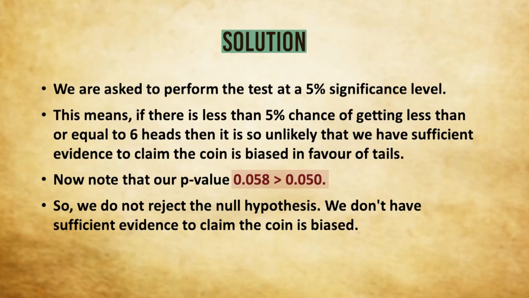We can see definitely that 0.058 is greater than 0.05, which is the level of significance of the test. So we do not reject the null hypothesis, we accept the null hypothesis because we say that we don't have sufficient evidence to claim that the coin is biased. Had this p-value been less than 0.05, the level of significance, then we would have rejected the null hypothesis. So you see one thing here, that on the basis of the sample observations, we are accepting H0 or rejecting H0. In this particular situation, we are accepting H0.